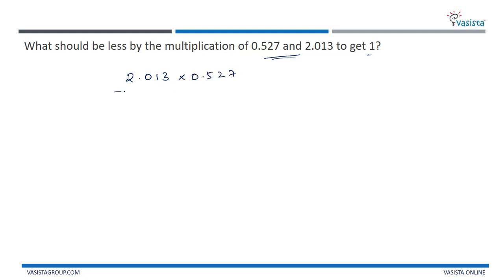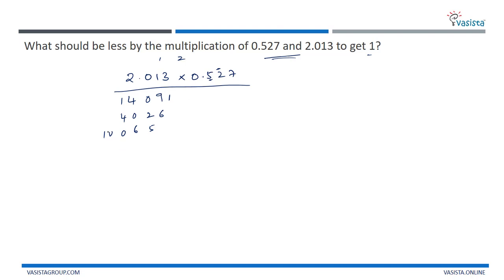Right, next multiply. So 7 3s are 21, 2 carry, right? 7 1 is 7 plus 2, 9, 0, 7 2s are 14. Now let me start with 2, 2 3s are 6, right? 2 1s are 2, 0, 2 2s are 4. Next let me go with the 5, 5 3s are 15, 1 carry, 5 1s are 5 plus 1 6, 0, 5 2s are 10.